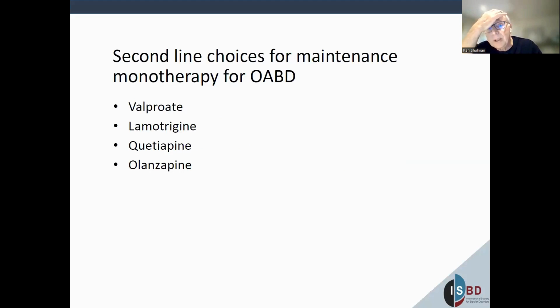So in the next slide, we asked the question, well, let's move on to the second line choices. These are the commonly used drugs that we all see as mood stabilizers: valproate, lamotrigine, quetiapine, olanzapine. They're not without their problems, of course, these drugs, especially in terms of metabolic side effects.